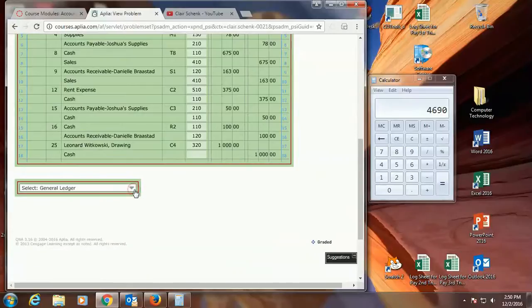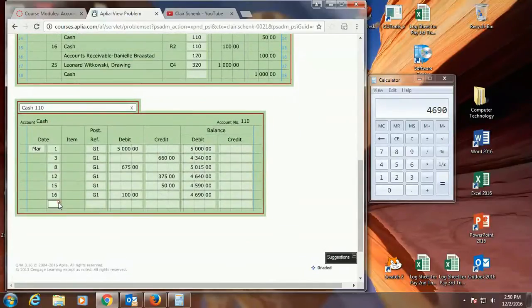The last one now is cash. And this is on the 25th. It's G1. It's a credit of $1,000. So now I have a new balance of $3,690 in my cash account. I could plug that in my calculator, and it'd give me that too. And then the last thing is my post-reference 110.